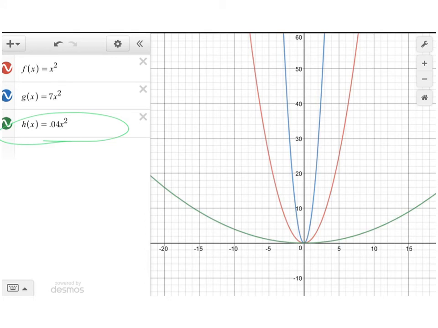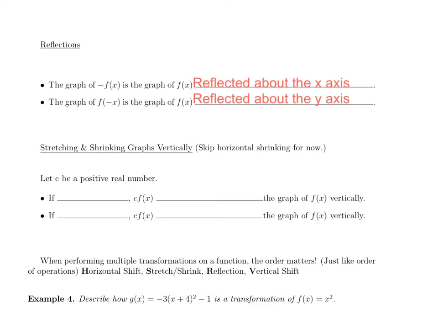Now let's flip back to page 45 and we'll finish out these notes. So on page 45, we already talked about reflections, and let's talk about stretching and shrinking graphs vertically, what we just saw in the last slide.